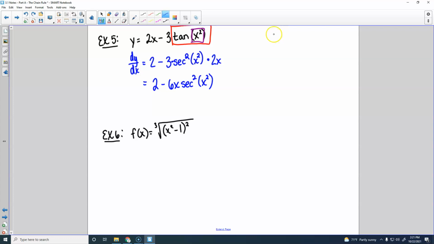Correct. Right. So if we just had tangent of x, the derivative is secant squared x, and then you would multiply by the derivative of the inside, but the derivative of x is 1. So whenever it's just an x, you could apply the chain rule there, but it doesn't change anything.